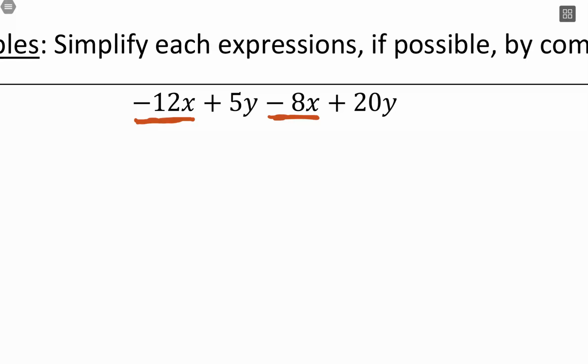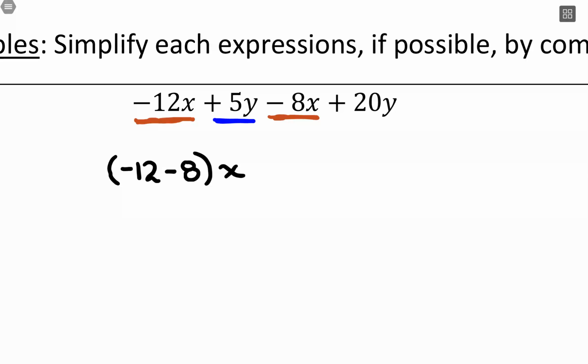So what we end up doing is, the variable piece stays the same. So we're going to have this term with x, but what we need to figure out is the number in front of x, this numerical coefficient. And what we do is we combine the coefficients. So what this would really look like in terms of a calculation is we have negative 12 minus 8 of these x values. And then we could even do the same thing for y.